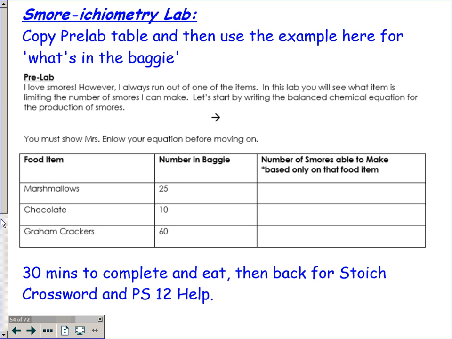It says 30. Where do you see that? Jasmine.